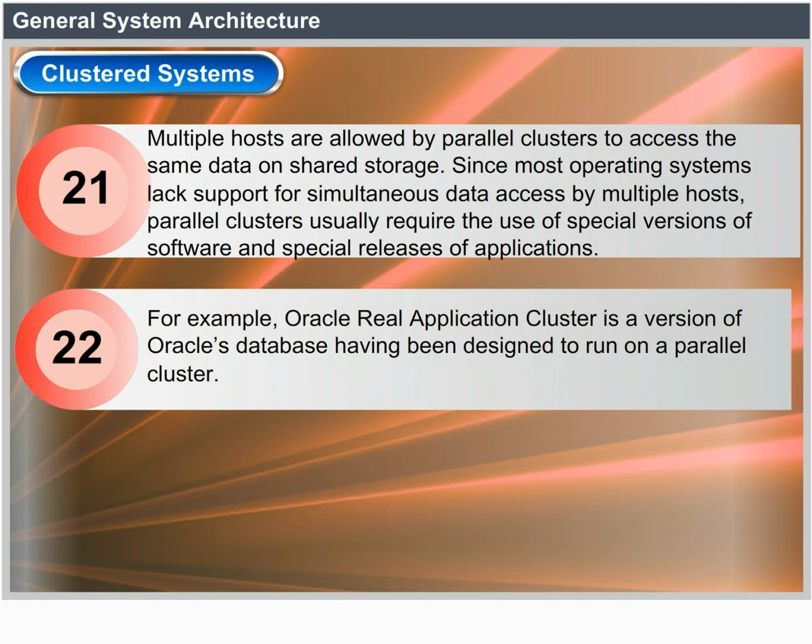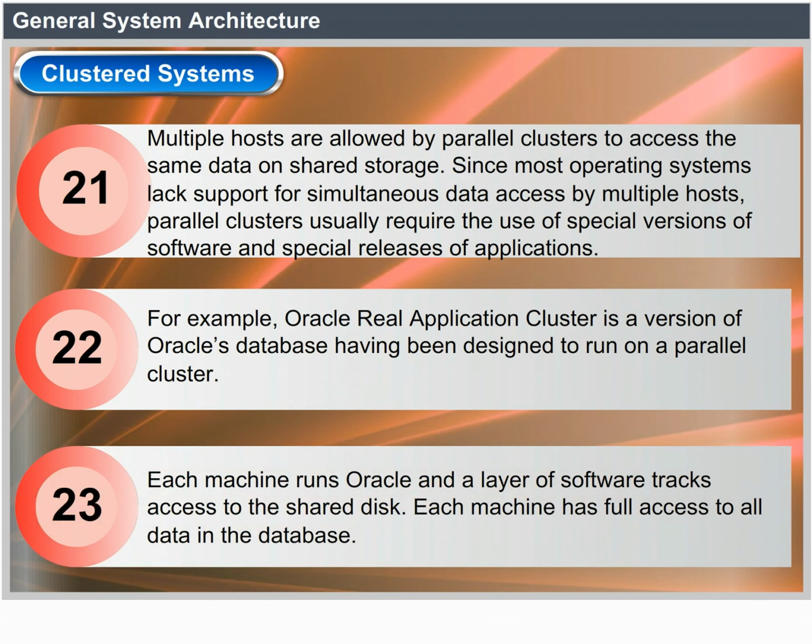For example, Oracle Real Application Cluster is a version of Oracle's database that has been designed to run on a parallel cluster. Each machine runs Oracle, and a layer of software tracks access to the shared disk. Each machine has full access to all data in the database.